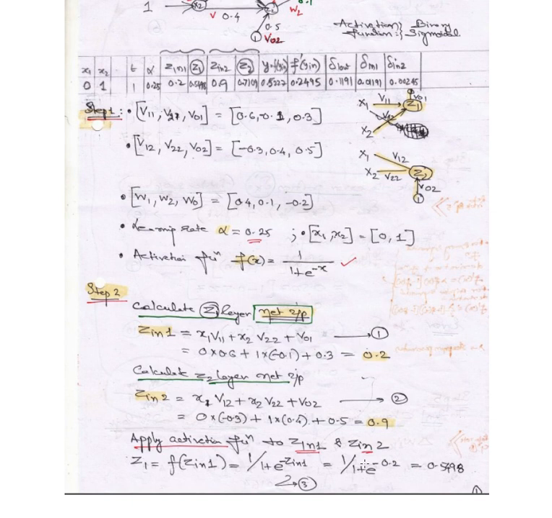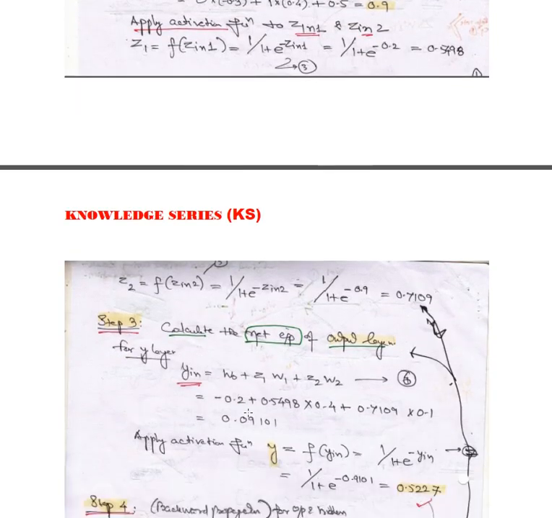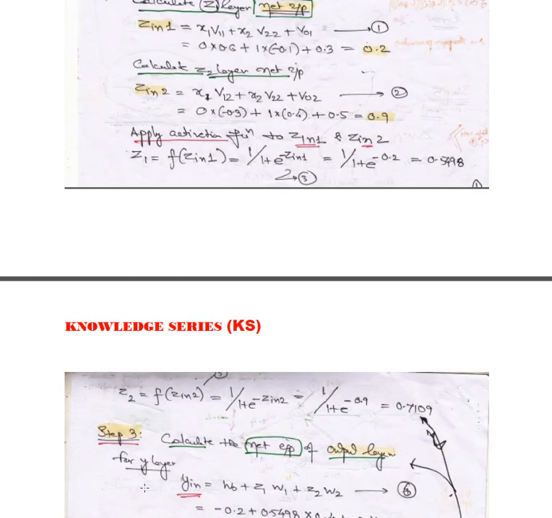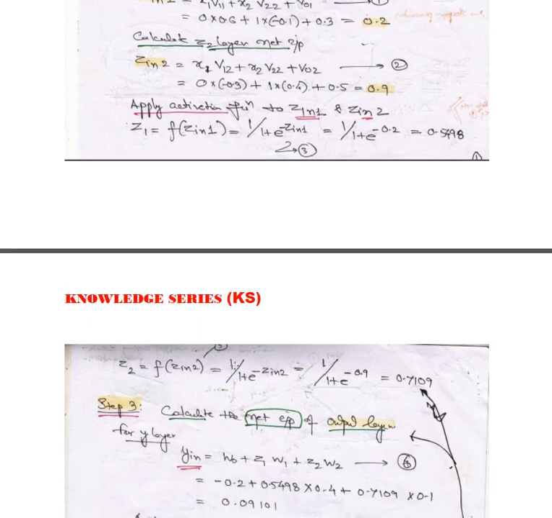Now similarly we are going to find Z2. Z2 is equal to f of Z_in_2. Here Z_in_2 we get 0.9. Similarly, we put 1 upon 1 plus e to the power minus Z_in_2. We are getting this value, that is 0.7109. So we have got two values, Z1 and Z2.